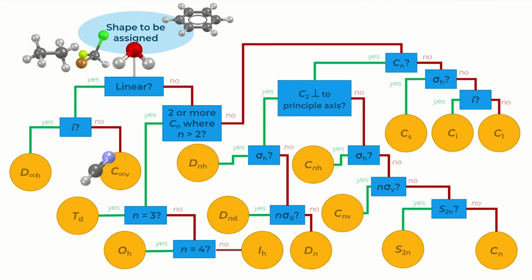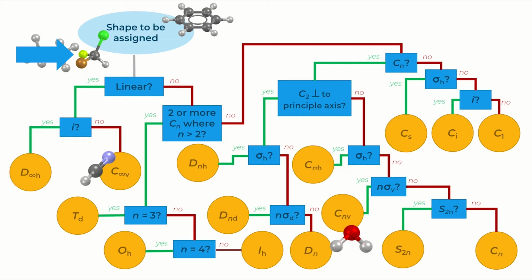Water is not linear, and its highest order of rotation is just 2. It does have a C2 axis, but that is the principal axis and there isn't one perpendicular. It has a mirror plane which contains the symmetry axis, so no sigma h, just a sigma v. This makes it C2V, where we've used n equals 2.